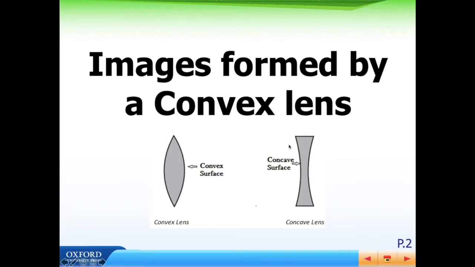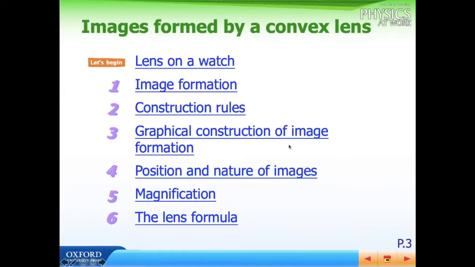Now, in line with this presentation, I have here the lesson outline for this topic. We will start with the concept of image formation. Here, we will talk about the characteristics of the images formed by a convex lens. Then we will proceed to the second section, the concept of the construction rules. These rules are very important for us to understand because this is a way for us to determine the images formed by a convex lens.